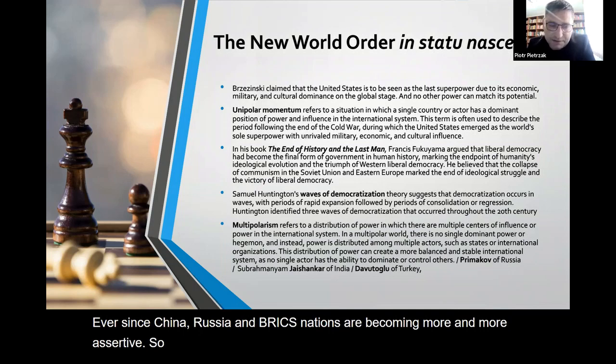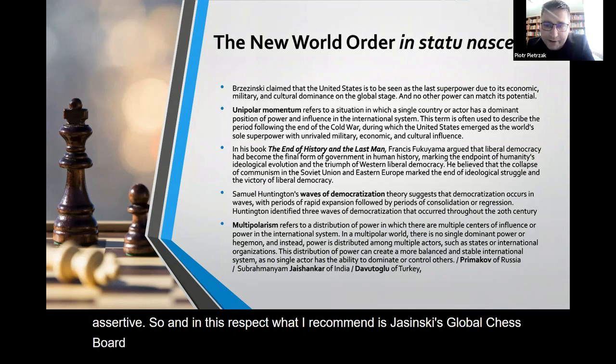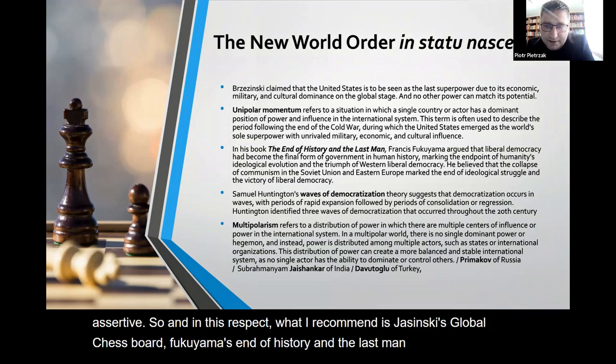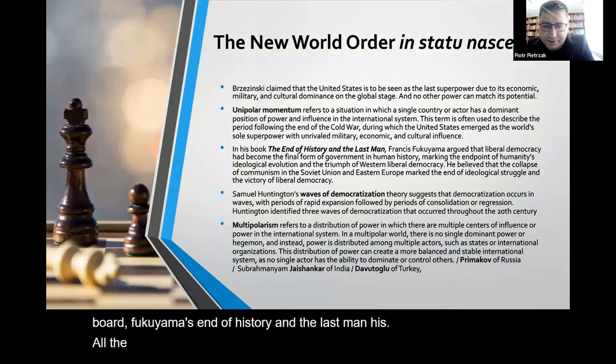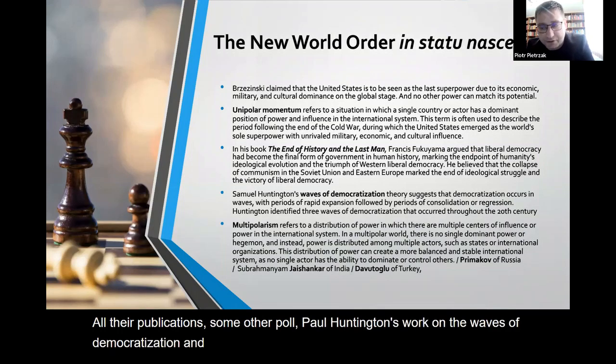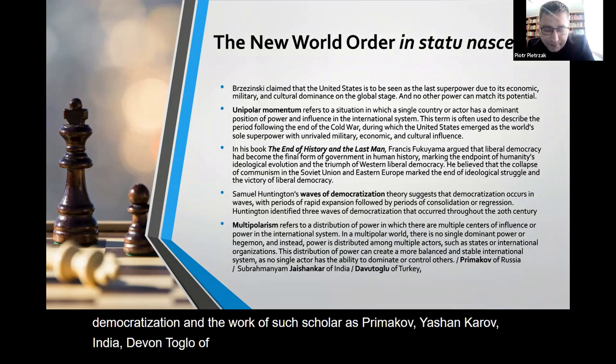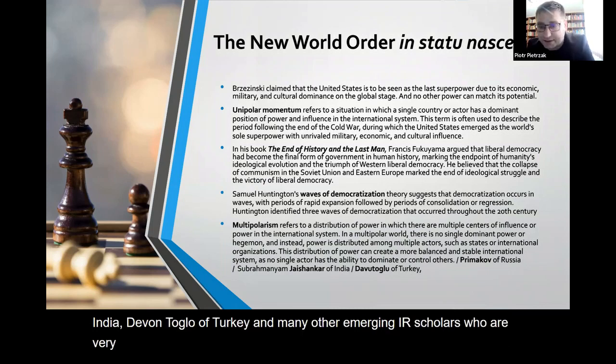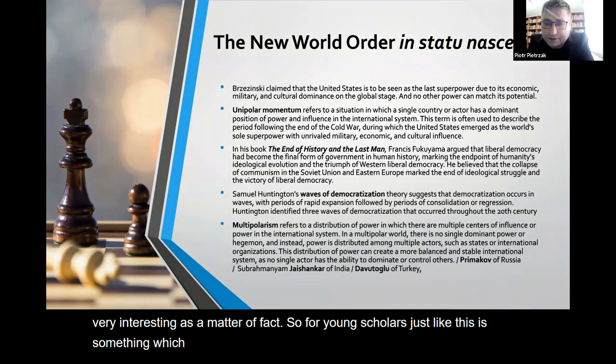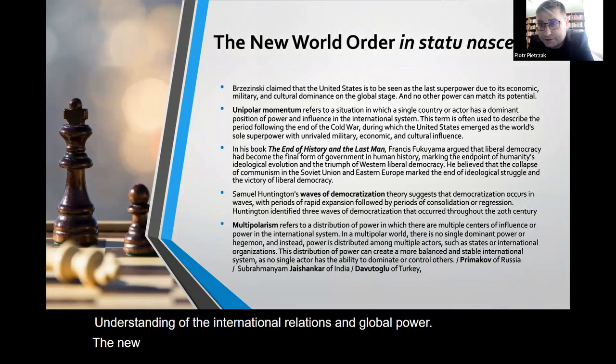So in this respect, what I recommend is Brzeziński's Global Chessboard, Fukuyama's End of History and the Last Man, his other publications, some other Samuel Huntington's work on the waves of democratization, and the work of such scholars as Primakov, Jaishankar of India, Davutoğlu of Turkey, and many other emerging IR scholars who are very interesting, as a matter of fact. So for young scholars, just like you, this is something which surely would expand your understanding of international relations and the emerging new global power after 1991, basically.